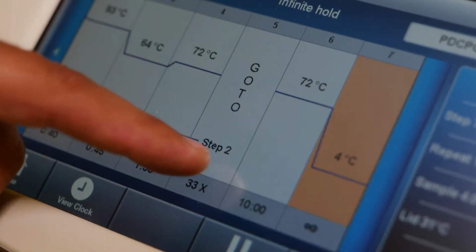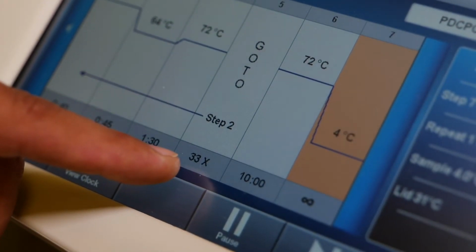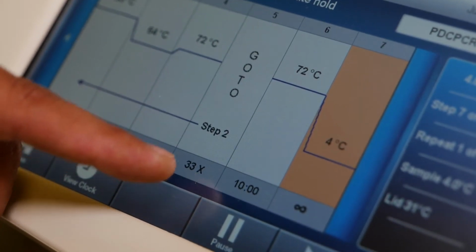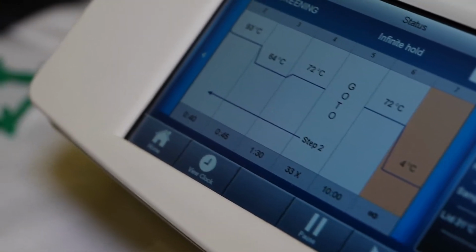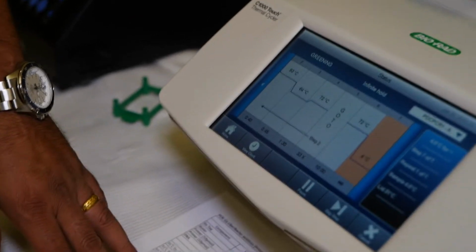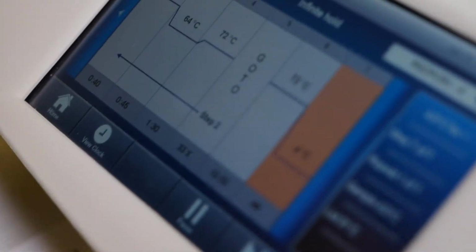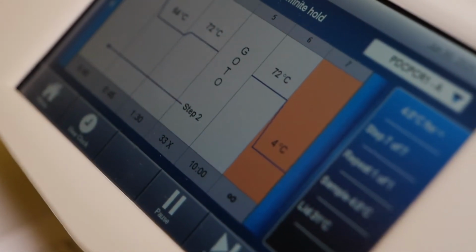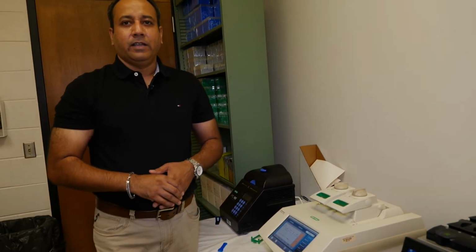It will go back and repeat on this particular test that we're running. We are running this for HLB, which is your citrus greening disease. So this will run for 34 cycles with these 3 steps, and then we will go back and use the gel documentation system to see if it amplified the DNA or not.